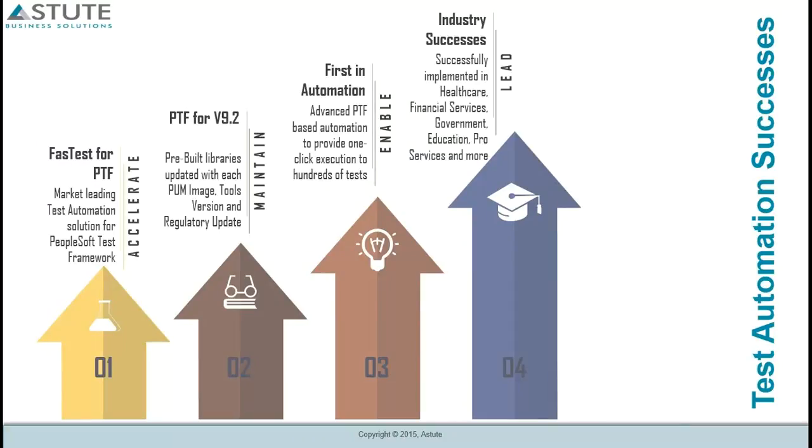And then keeping up with version 9.2, using PTF for 9.2 is just the initial part of your automation journey. From there on, with every subsequent PUM update, PeopleTools upgrade, or regulatory tax update, you need to find a way to maintain and update your test libraries. And that's where we have provided a value-added service to our customers by giving them pre-built libraries for each PUM release, each tax update, and so on.